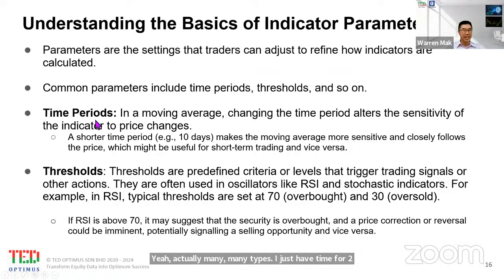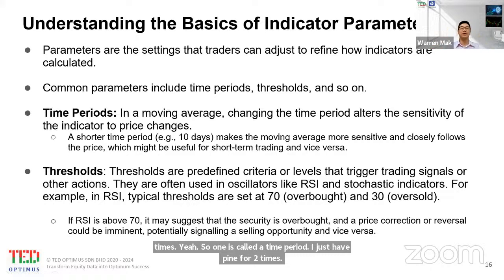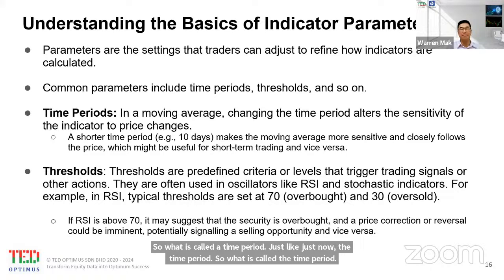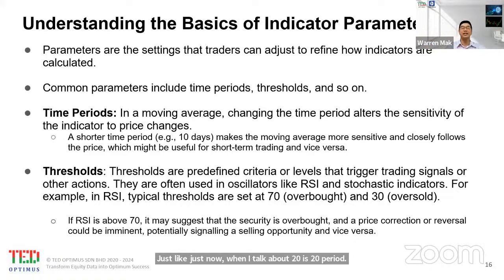One is called the time period. Just like just now, when I talked about 20, it's a 20 period. If you change it to 10, it will be a 10 period. After you shorten it, it becomes more sensitive and closely follows the price. So the moving average will follow the price movement accordingly compared to a longer term.